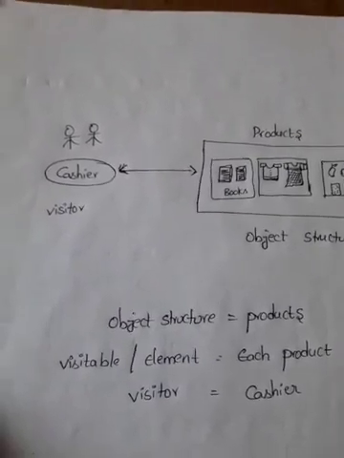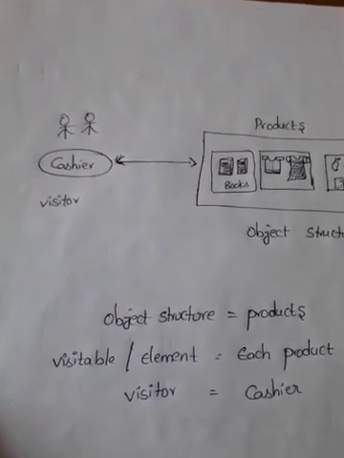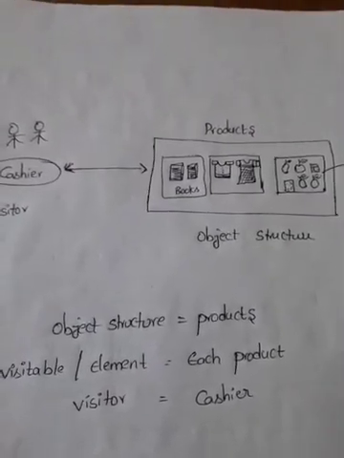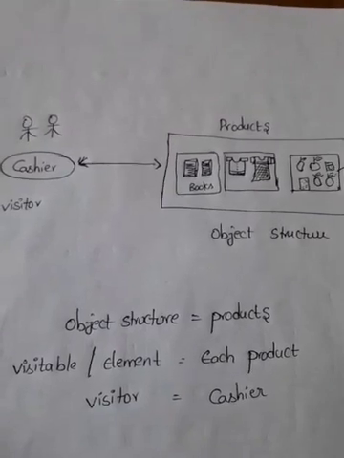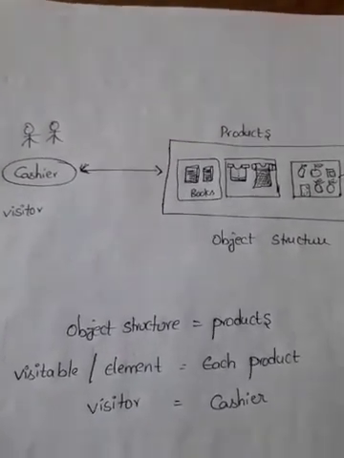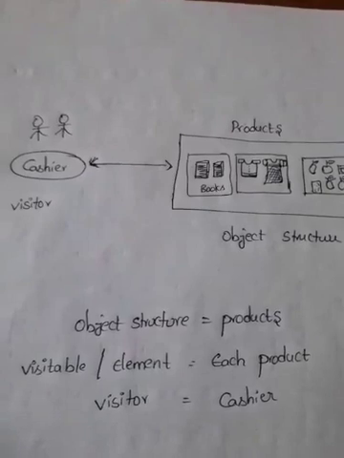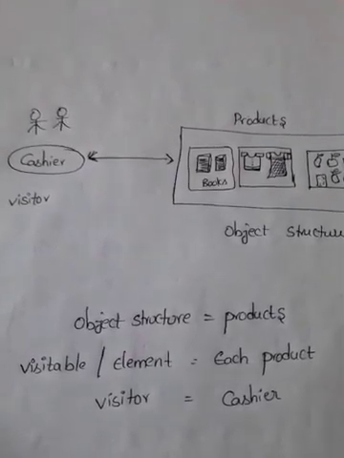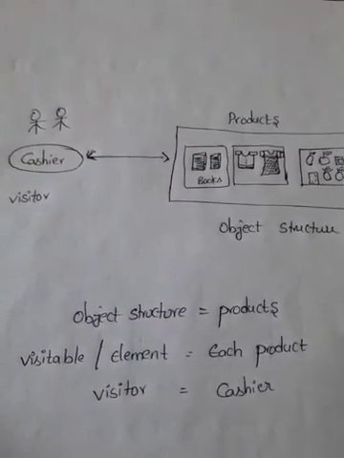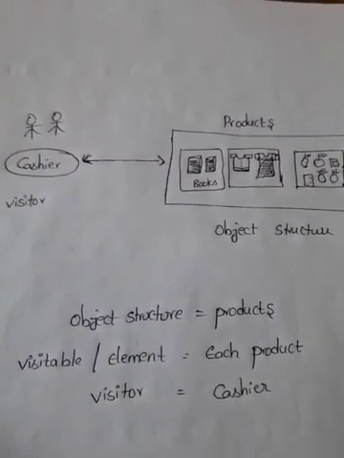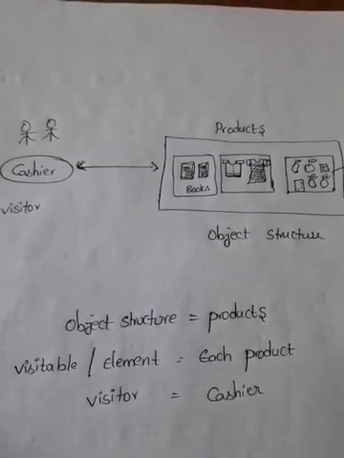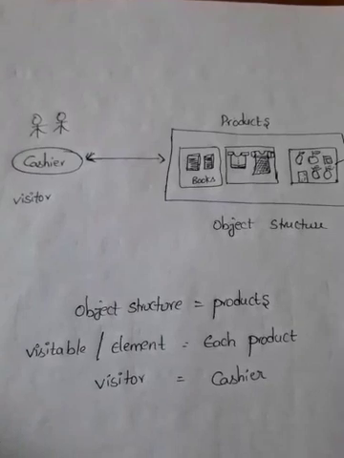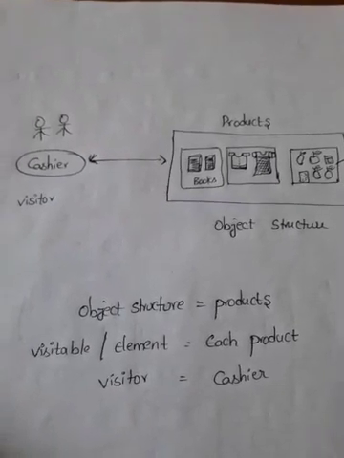And here the cashier is nothing but the visitor object in our pattern, each product is nothing but a visitable or an element, and the product collection is nothing but the object structure. So this is one example we can give under our visitor pattern: purchasing different kinds of products at the same place in a shopping mall. So let us see our pattern in detail.